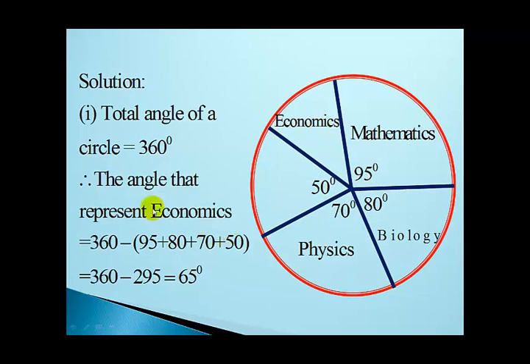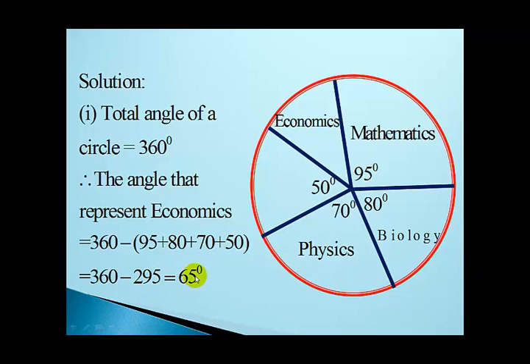And so the angle that represents economics is equal to 360 minus (95 plus 80 plus 70 plus 50). Now 95 plus 80 plus 70 plus 50 is equal to 295. And therefore we have 360 minus 295, and that is equal to 65 degrees.